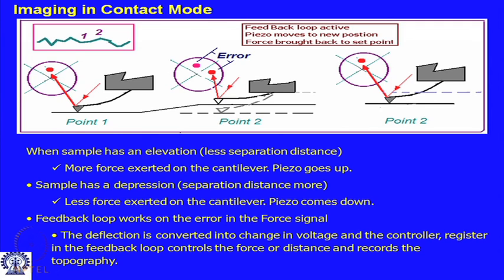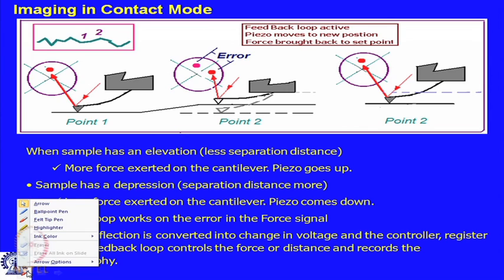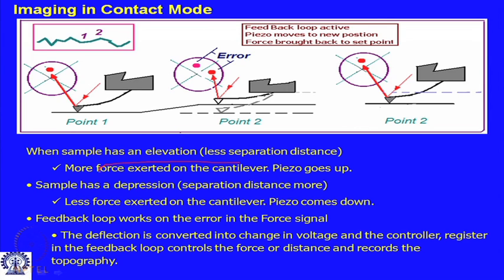From every point to point, first the piezo goes to the new point, then checks what error is getting generated, and based on that error the feedback operates, and the appropriate error voltage is given across to the piezo, so that the piezo vertically readjusts its height. So, when a sample has an elevation, less separation distance, more force is exerted on the cantilever, and the piezo goes up. We have already discussed it.